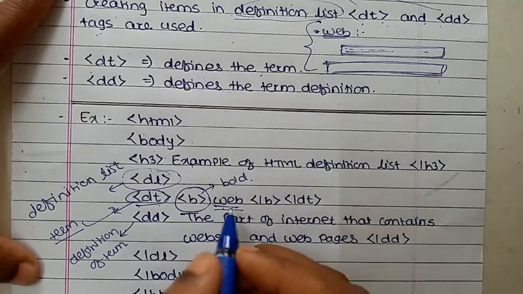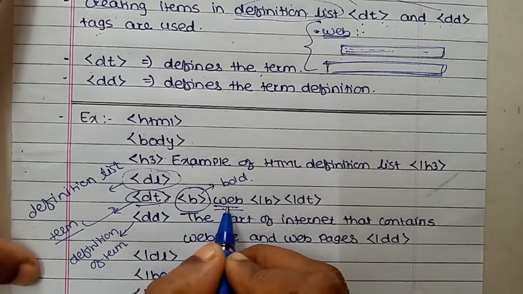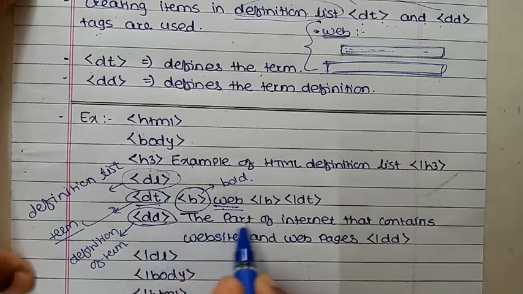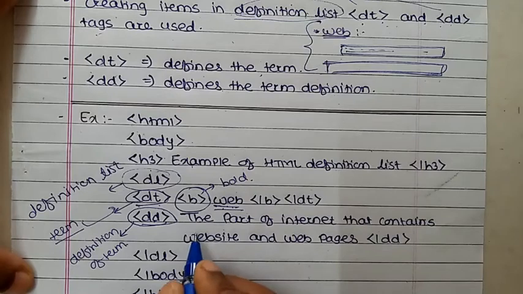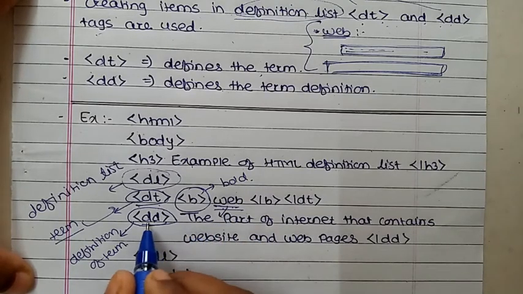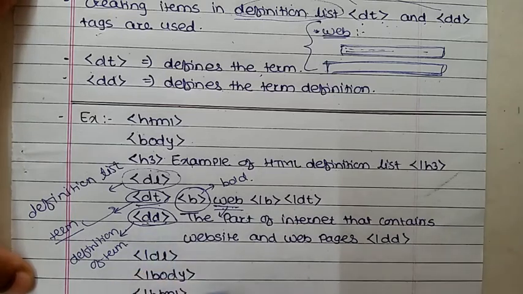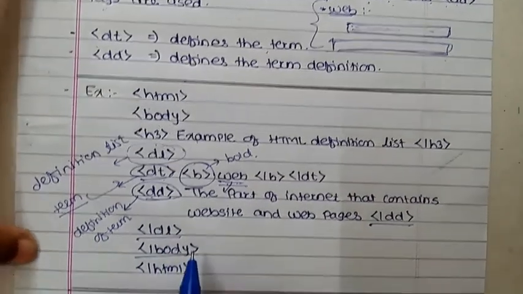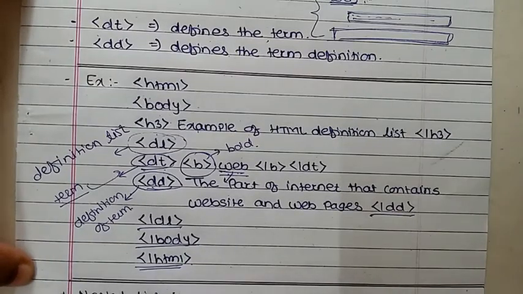The term is web here. And what is the web? We have to define its definition in the DD tag. So in DD: the part of the internet that contains websites and web pages. This is a simple definition of web, so we write it in the DD tag. Then we close DD, then DL, then the body tag, and then the HTML tag. So this is a very simple example.